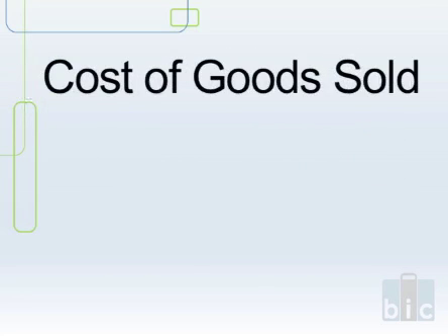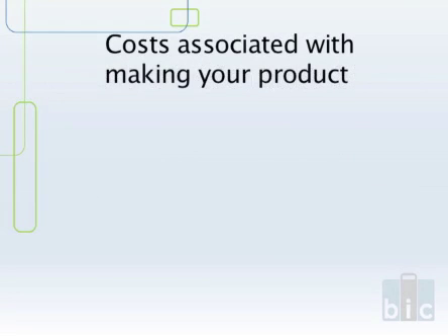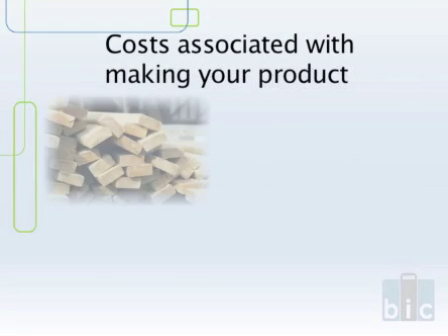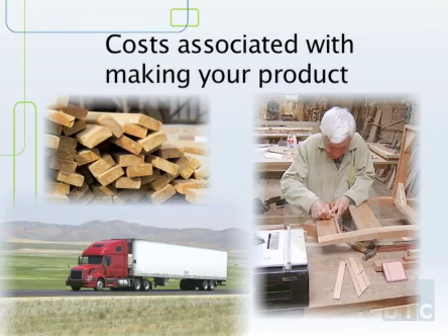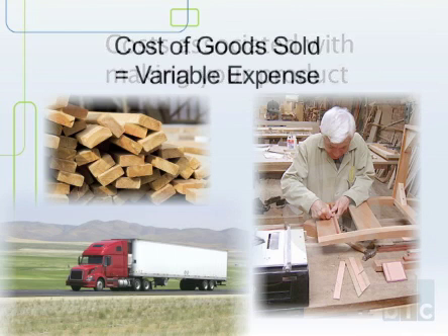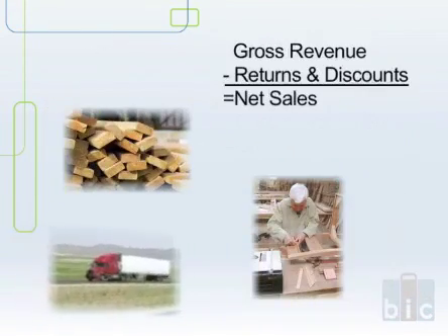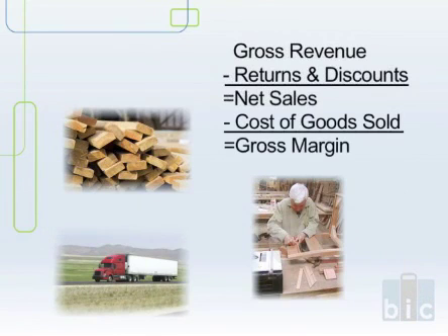Cost of goods sold represents the costs associated with making your product. This includes raw materials, labor, and shipping to manufacture the product. The cost of goods sold is also referred to as a variable expense. That means that the expenses vary depending on how much product you make. Remember, income minus cost of goods sold equals your gross margin.